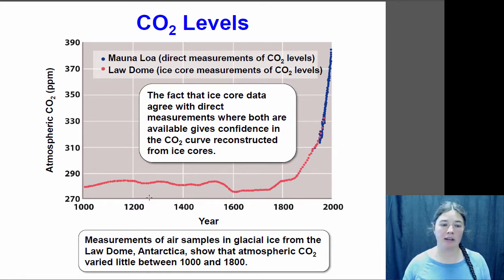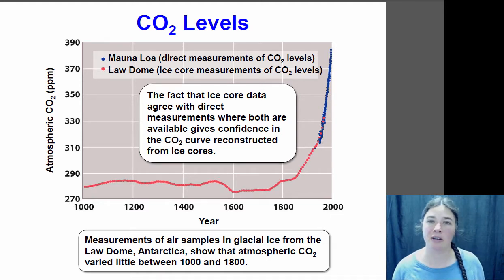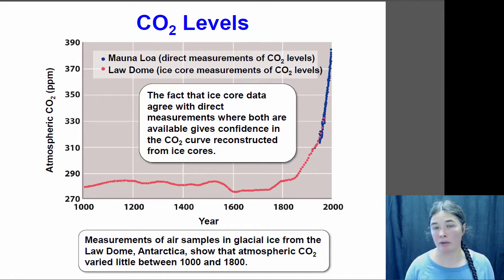On this graph here, these red dots are data from ice core measurements from the Antarctic. The blue dots are data from directly measuring it. Once we had the technology to actually measure carbon dioxide levels in the atmosphere, we started doing that. That was in the late 50s.